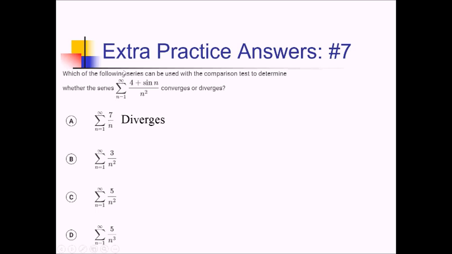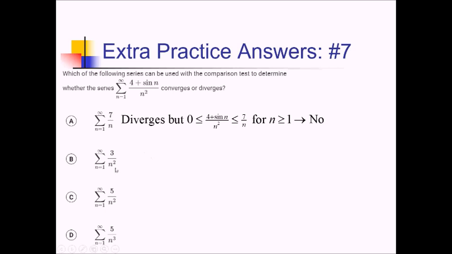Not so much. 4 plus sine of n fluctuates between -1 and +1, so this is a numerator that's going to be somewhere between 3 and 5 at any given time, which is already smaller than this numerator of 7. And also, the n squared here, if you have a larger, faster growing denominator, your overall fraction is going to be smaller. So any way you look at it, the original is smaller than this diverging series. So because of that, that proves nothing, which means this is a no, and we move on to the next answer choice.